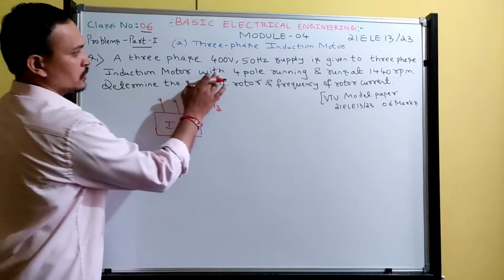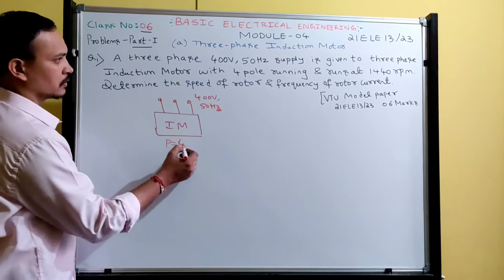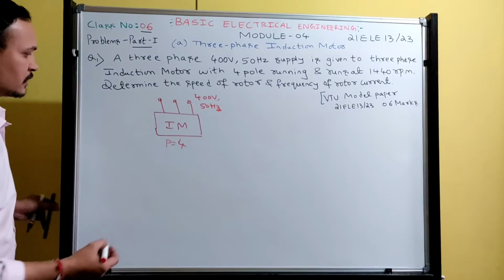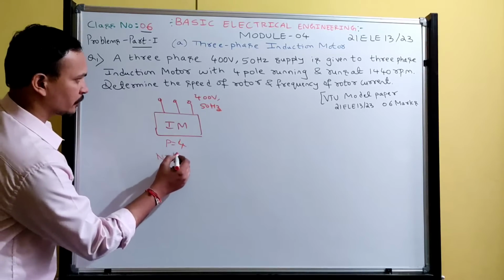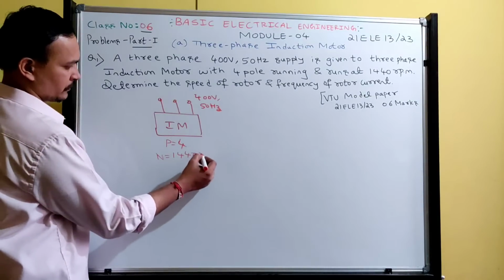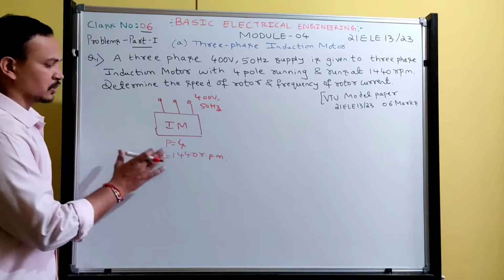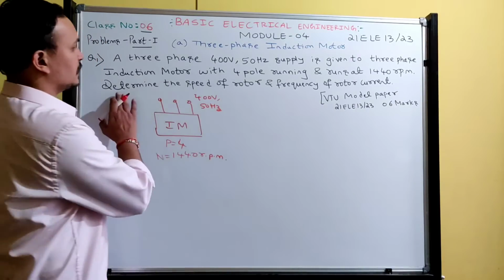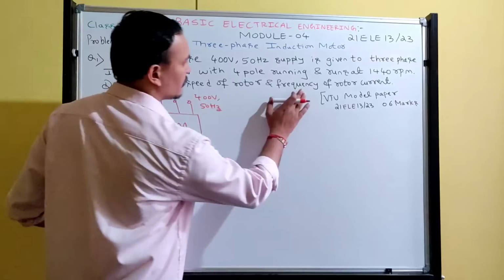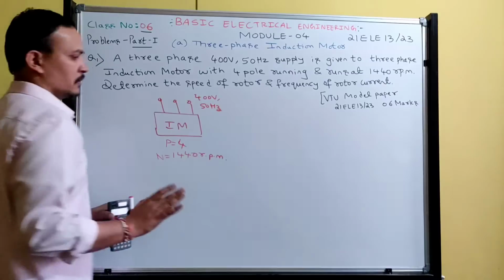Given to an induction motor with 4 poles. How many poles in the induction motor? 4 pole. And the motor runs at 1440 rpm. At this speed the motor is running. Now they are asking, determine the speed of rotor and frequency of rotor current.